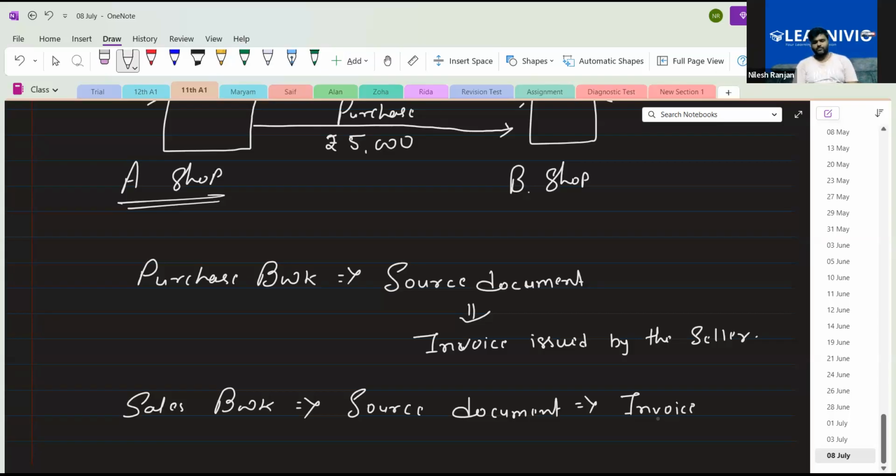Is that clear now? Okay. Now, do you know about debit note, credit note, anything? No. Actually, purchase return and sales return are transactions based on credit note or debit note. I will explain debit note and credit note also, but before that, we have to complete this purchase book or sales book. I was just asking if you are familiar with debit note and credit note.